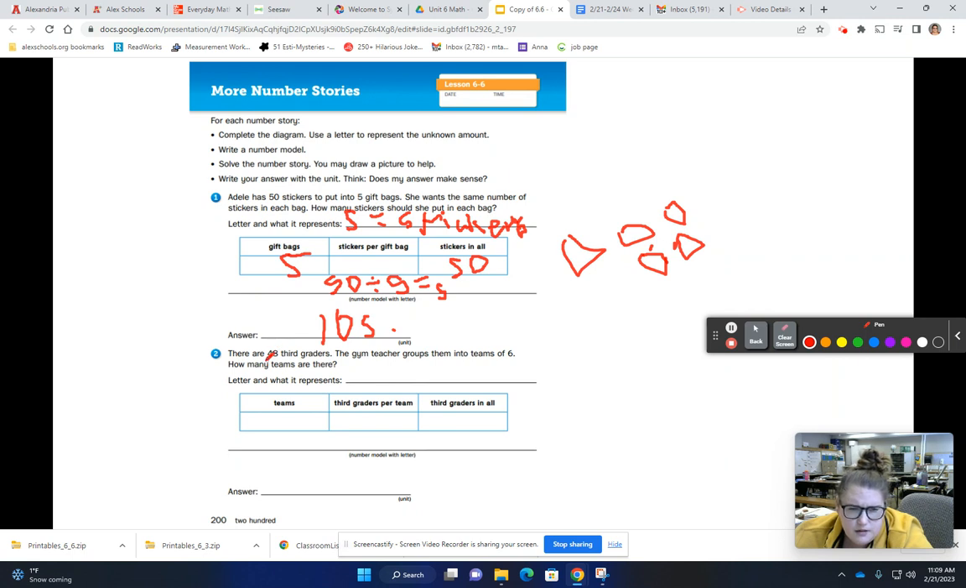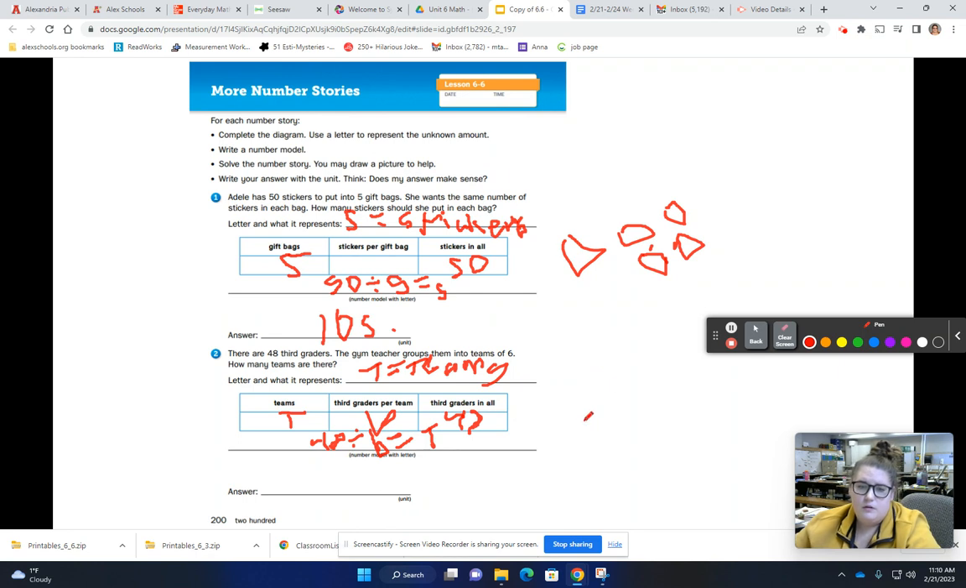Next one, there are 48 third graders. The gym teacher groups them into groups of 6. How many teams are there? So this one, we don't know the number of teams. So T will represent teams. Third graders per team, we know that's 6. Third graders in all, 48. So 48 divided by 6 equals T.